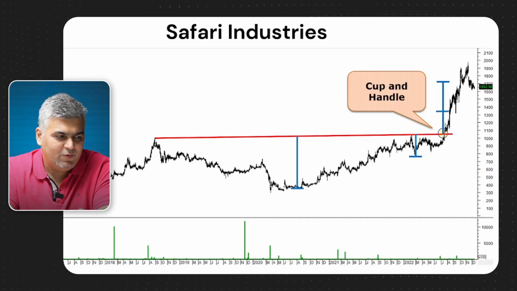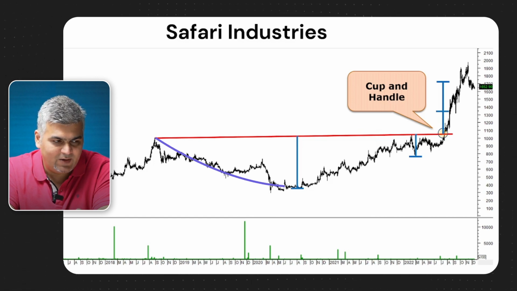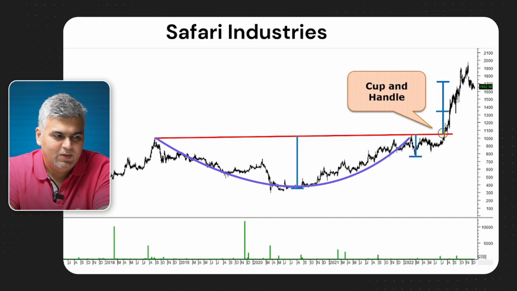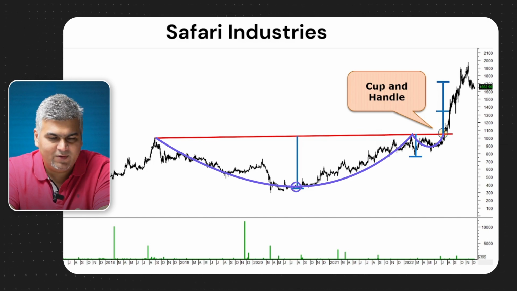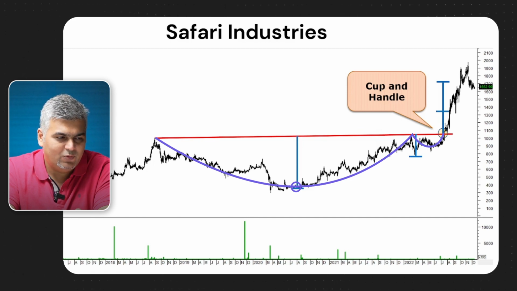Then we look at a similar cup and handle, but in a small cap company called Safari Industries. Now if you see, classically the stock topped out here in 2018, did a very deep correction all the way from 2018 to 2020, went back to the same highs in 2022, took a little dip. So basically the stock was at 1000 plus levels, went down to almost 300, 400, made a recovery to again 1000, then dipped back to 800, then back to 1000 levels.